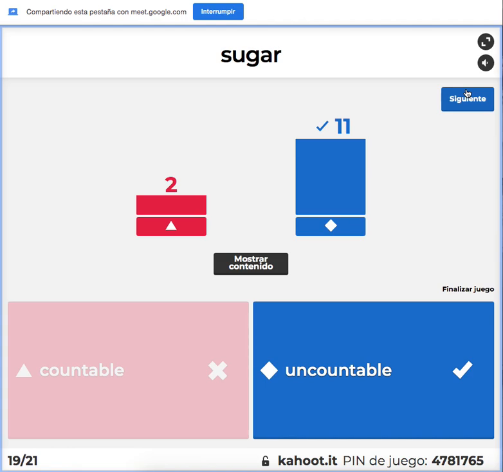Okay, so the major part of the group answered in a good way. It is uncountable. Don't forget, you can take part by part of sugar. You don't have a plural form either. And you can count, for example, kilograms of sugar, but not sugar.